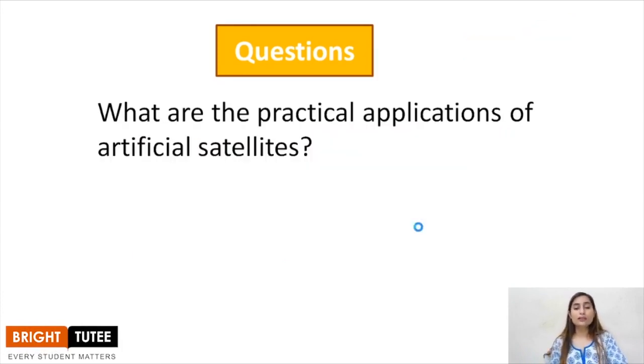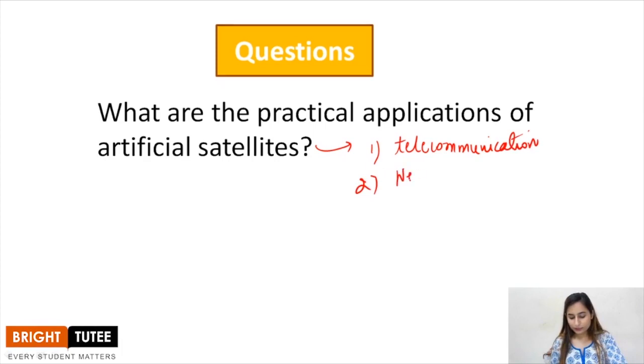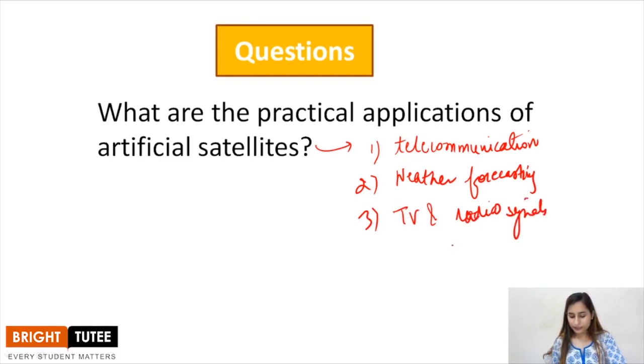Now, what are the practical applications of artificial satellites? First one being telecommunication, right? Second can be easily weather forecasting. Third one, for transmitting TV and radio signals. These are some of the uses of artificial satellites. There are many more uses as well, but these are main 3 that you have to remember. Right? So these were the important questions of the last topic of this chapter.